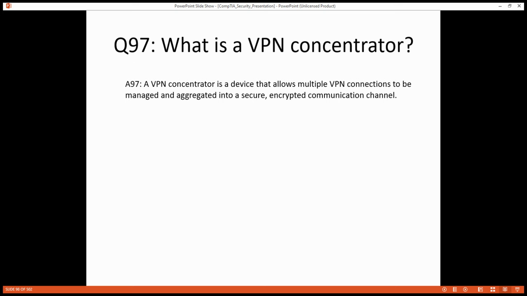Q97. What is a VPN concentrator? A97. A VPN concentrator is a device that allows multiple VPN connections to be managed and aggregated into a secure, encrypted communication channel.